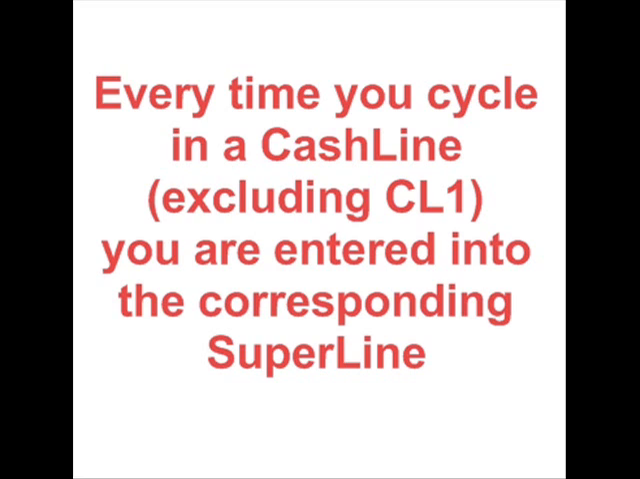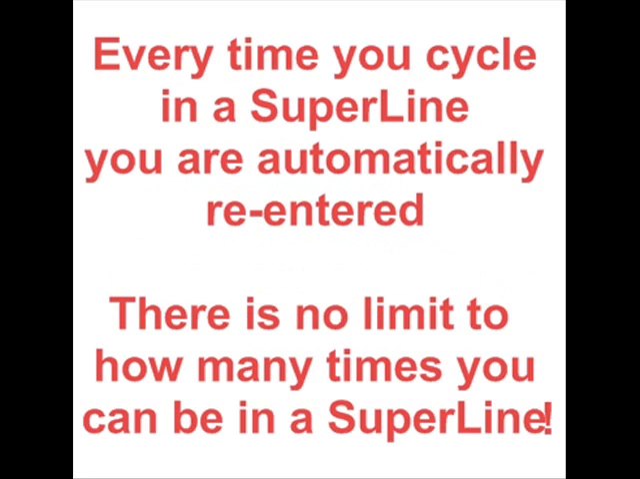Now every time you cycle in a cash line, excluding cash line 1, you're entered into the corresponding SuperLine. Now every time you cycle in a SuperLine, you're automatically re-entered. There's no limit to how many times you can be in a SuperLine. So you've got new positions coming through and also re-entries as well.